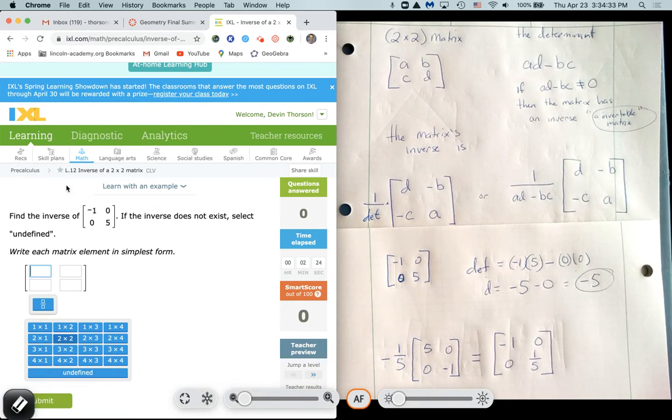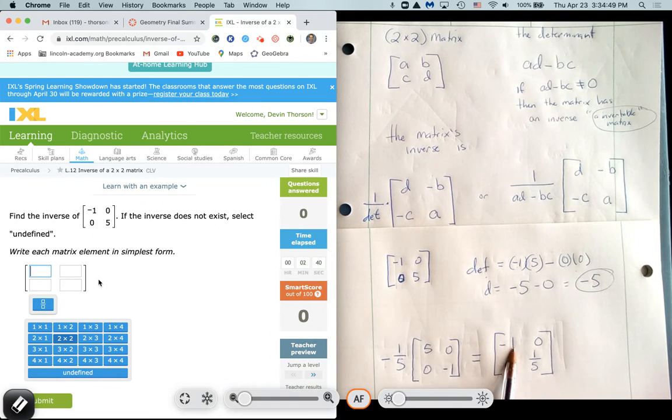Your inverse of a matrix will be the exact same size. And from the last lesson, remember, the only matrices that have inverses, or that are invertible, are square matrices. So a 2 by 2, a 3 by 3. But since this is a 2 by 2, your solution will be a 2 by 2.